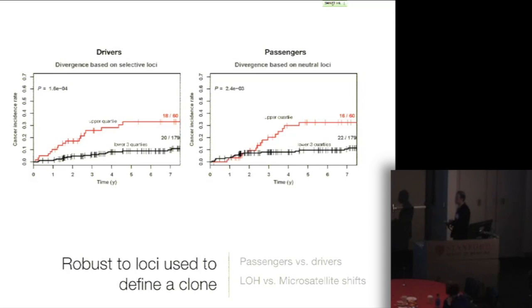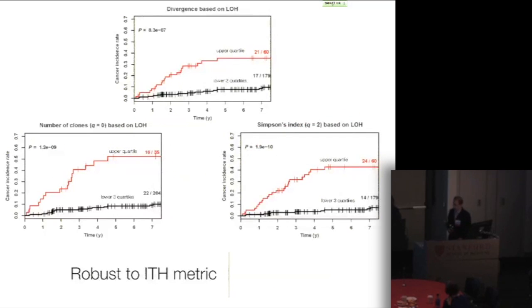But those neutral mutations also mark the history of the clones and can give you estimates of the underlying genetic diversity that's relevant to the tumor. And indeed, you still get statistically significant predictions of progression from measuring the neutral mutations. So it doesn't look like it matters how you define a clone.